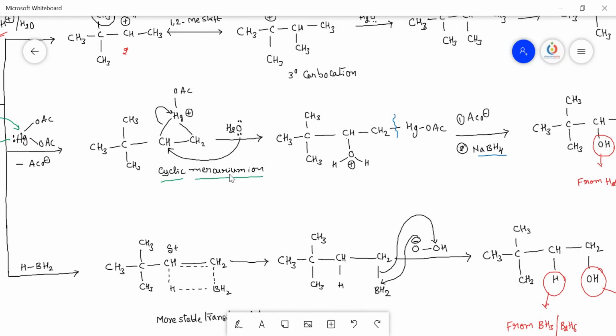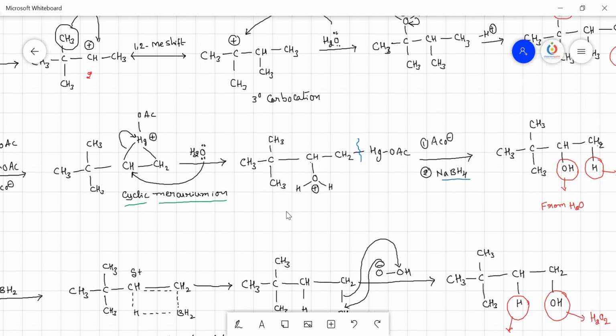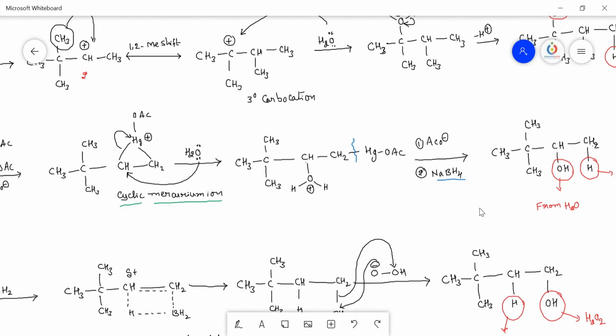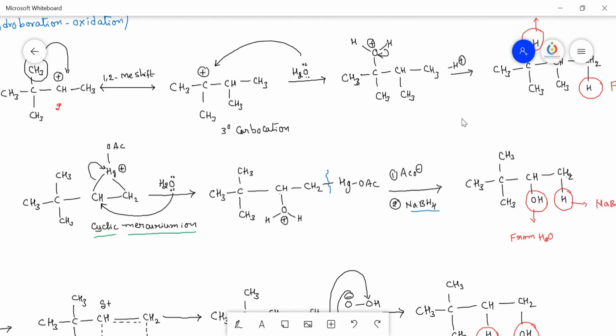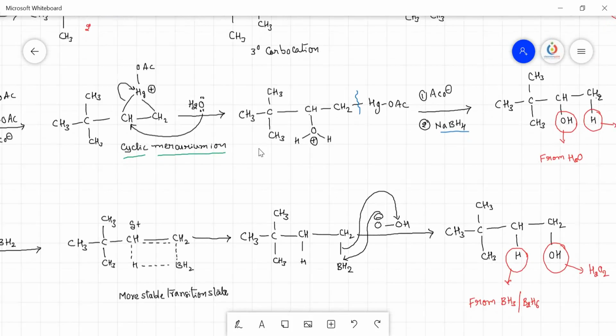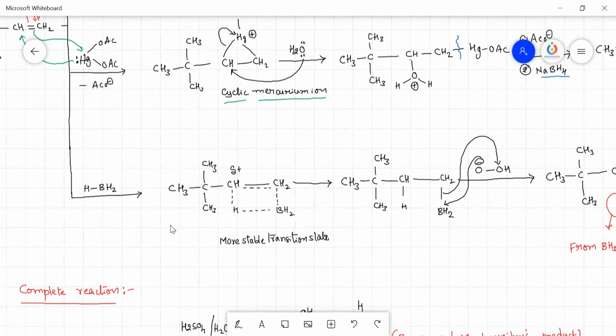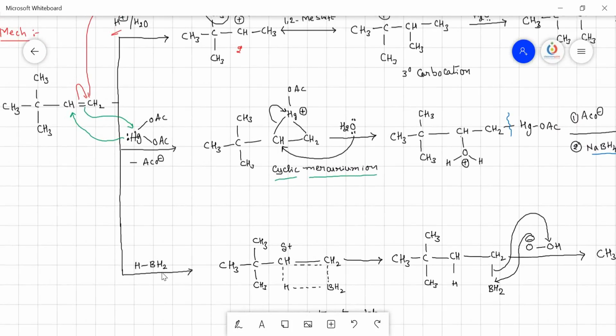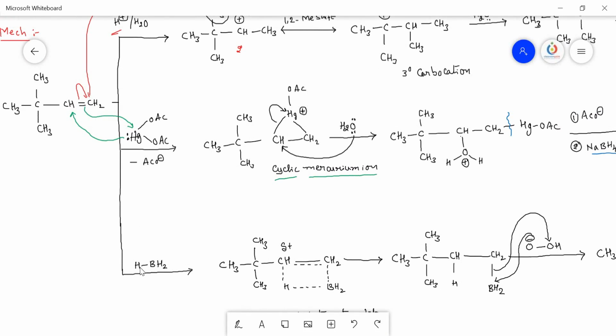And in this particular case, there is no formation of the carbocation, hence no rearrangement has taken place. But in this case, rearrangement has taken place. And now, you see this particular molecule in the presence of the diborane, BH3. I can write the BH3 as H and BH2.